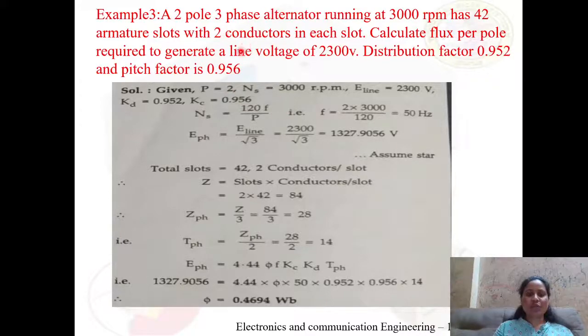Let us note down all the values and calculate the frequency first using the synchronous speed relation 120 F by P. We know the speed and number of poles, so we can calculate F. In this case it is 50. EPH is equal to EL by √3, and the line voltage is given as 2300 volts. Dividing that by √3 gives us the phase voltage as 1327 volts.